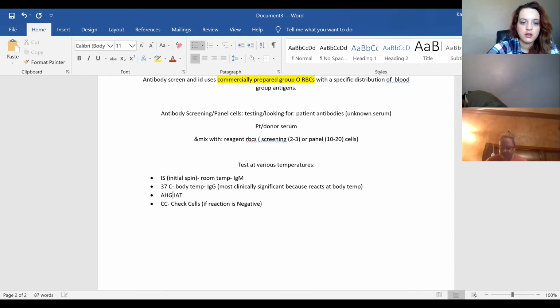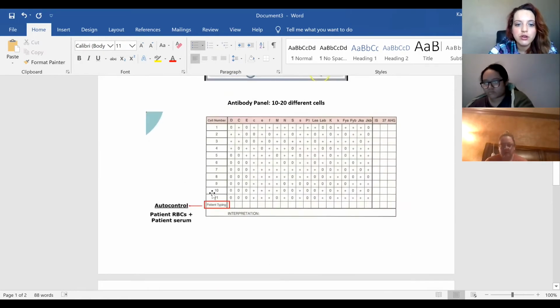And this one I'm going to put. So, and then we're going to have an auto control that we're going to run the entire panel on like it was a patient. So up here, your auto control is going to be down here. And that's why I put this picture in so it could point it out when we talked about it. So your auto control is going to be your patient red blood cells plus your patient serum. And we'll go over that in a minute. But so here's your cells in the normal panel. But what you're going to do down here is have an extra row, and that's going to be your auto control.